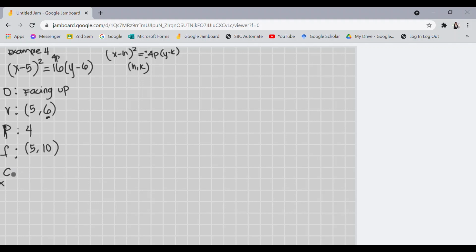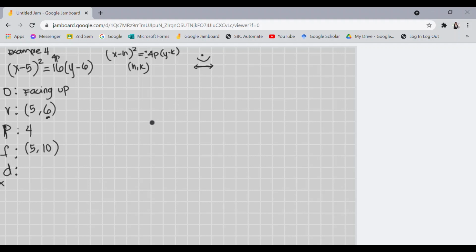And then for our directrix, if the parabola opens upward, we subtract 4 from the vertex's y coordinate, and if it opens downward, we add 4. So that gives us the point (5, 2). Okay? So if your parabola is facing up, let's draw it for a while. If your parabola is facing up and your focus is here, your directrix is down here. And your directrix is a horizontal line.